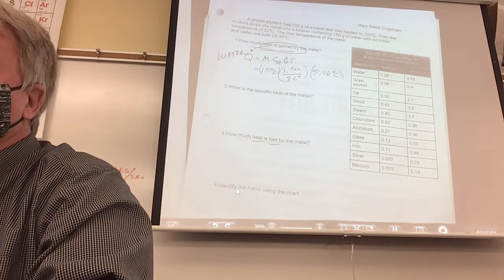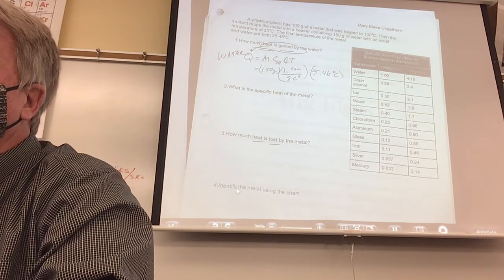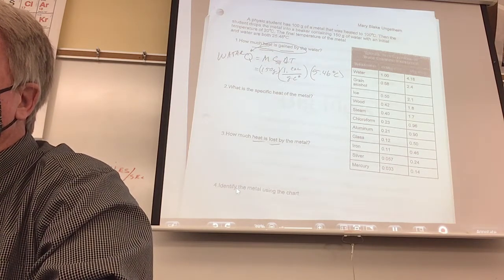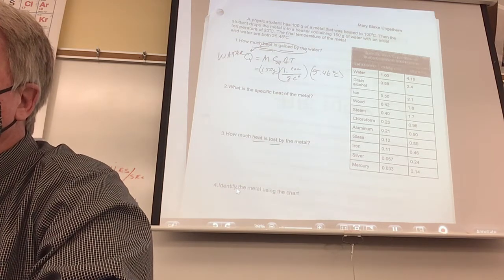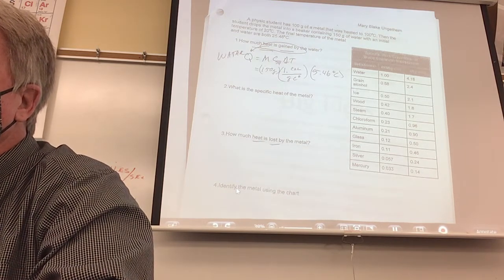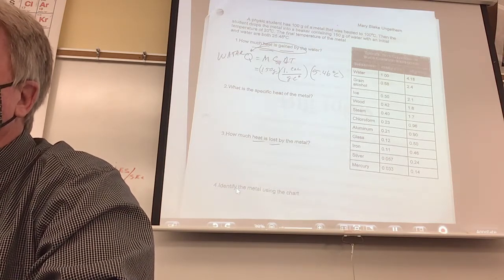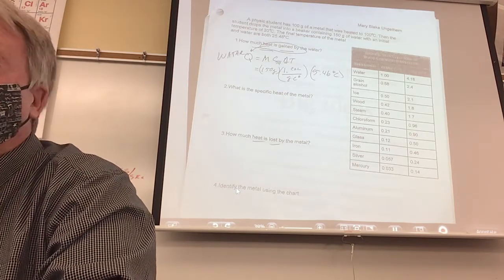So here's what we did. Take a look at it. It says a physics student has 100 grams of a metal that was heated to 100 degrees Celsius. Then the student drops the metal into a beaker containing 150 grams of water, and the initial temperature is 20 degrees. The final temperature of the metal and the water are both 25.46. All right, so here's what we do.